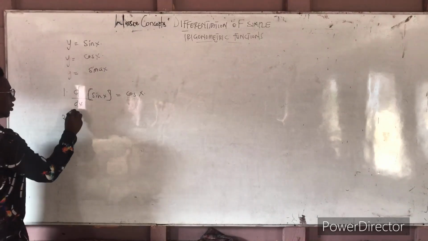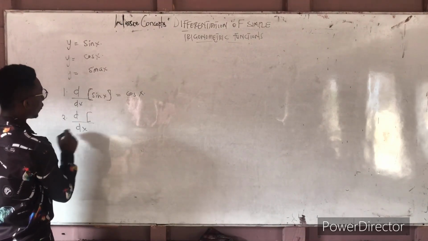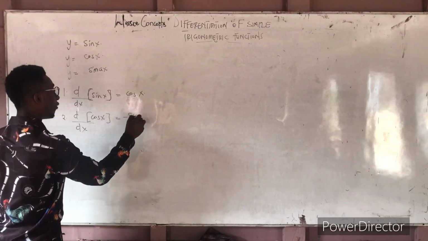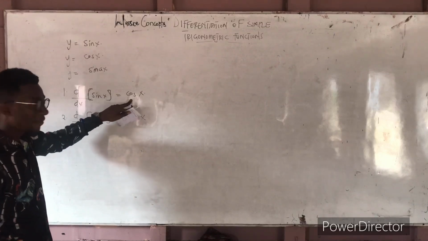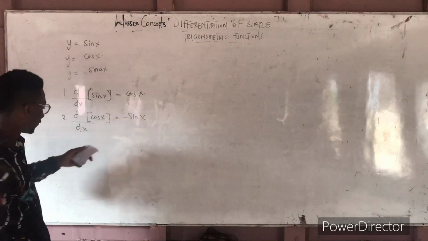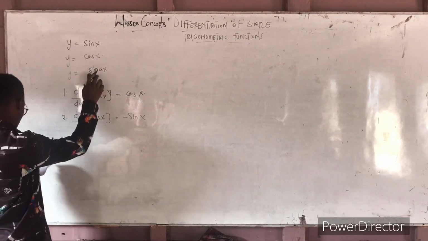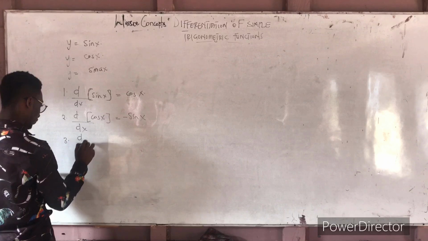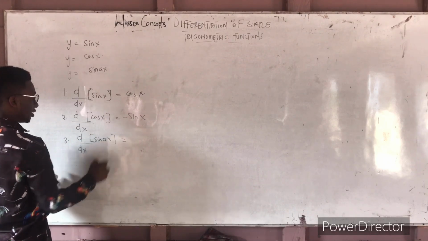Two, the d/dx of a function y, which is cos x, always gives us negative sine x. So when you differentiate sine x, you get positive cos x. When you differentiate cos x, you get negative what? Sine x.